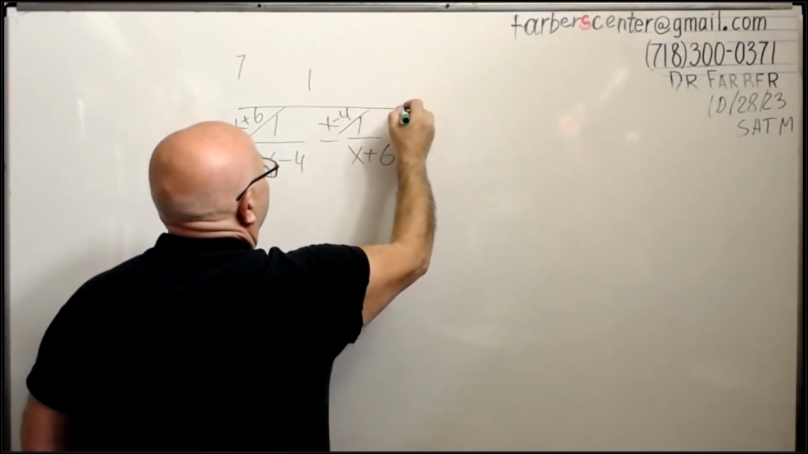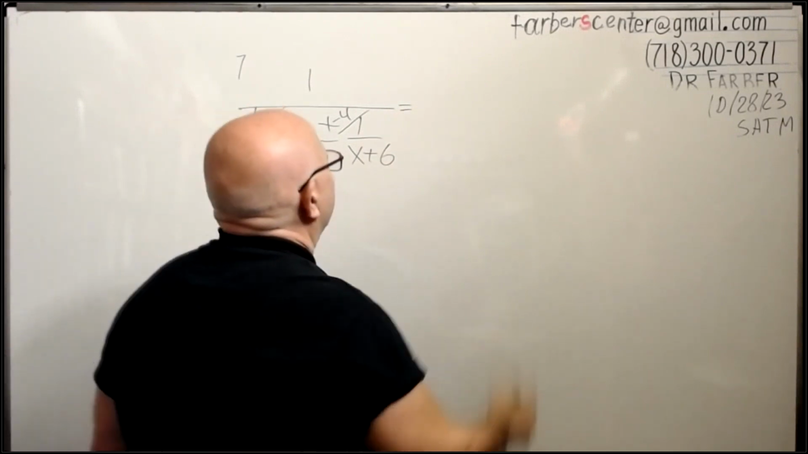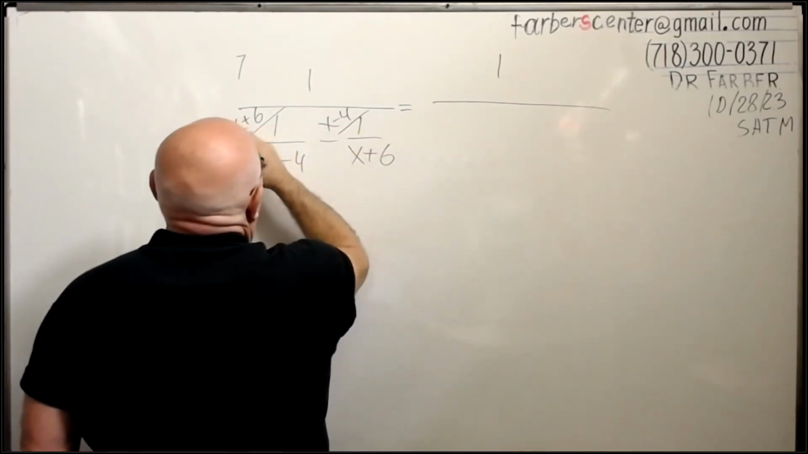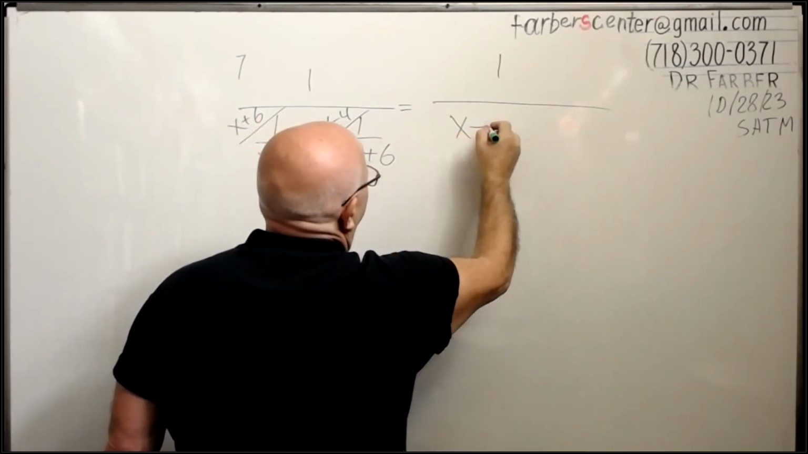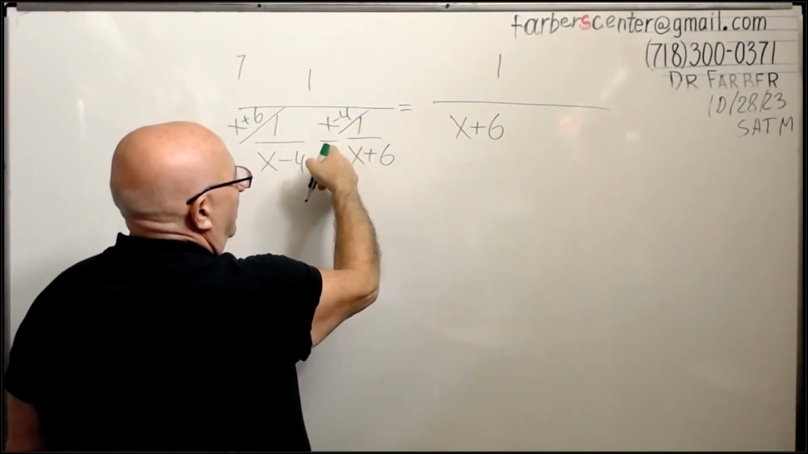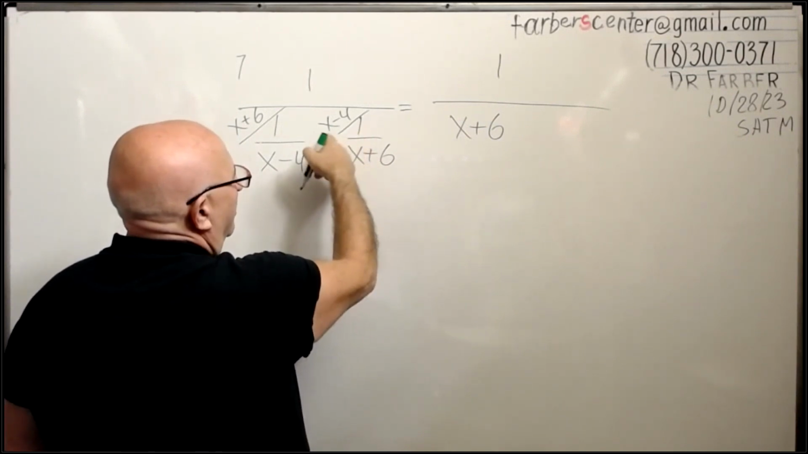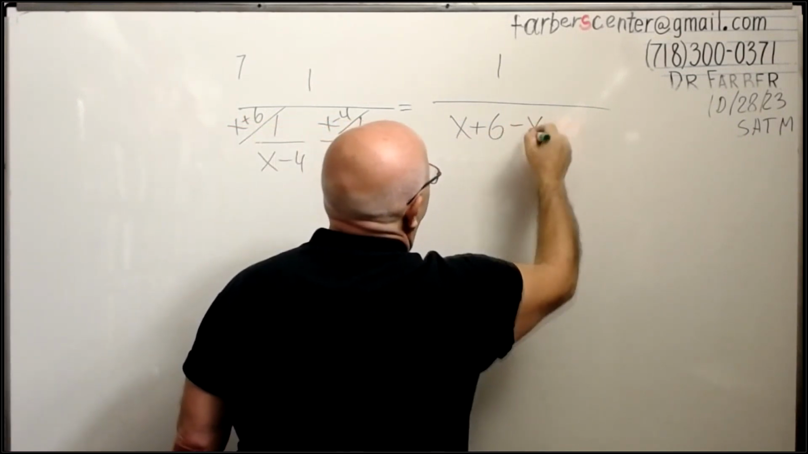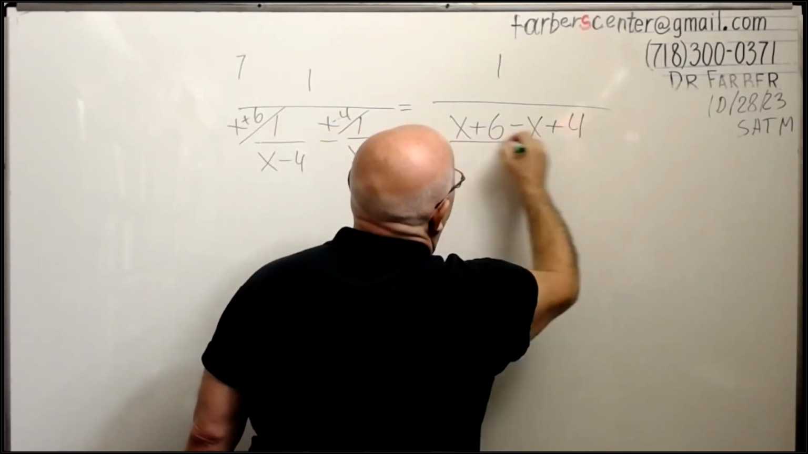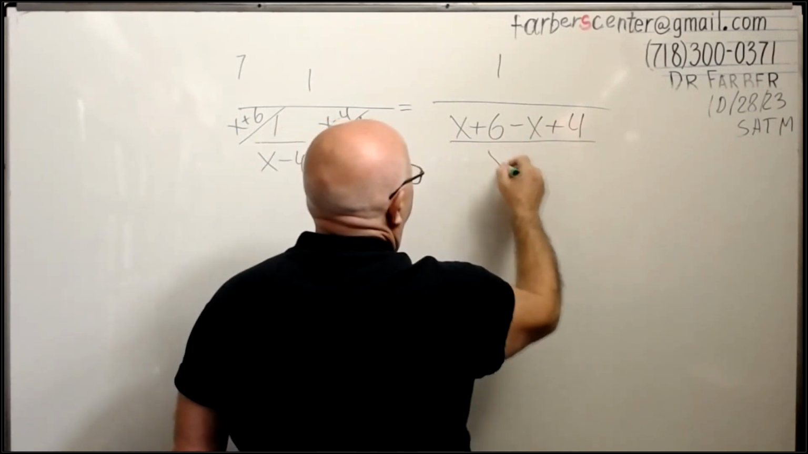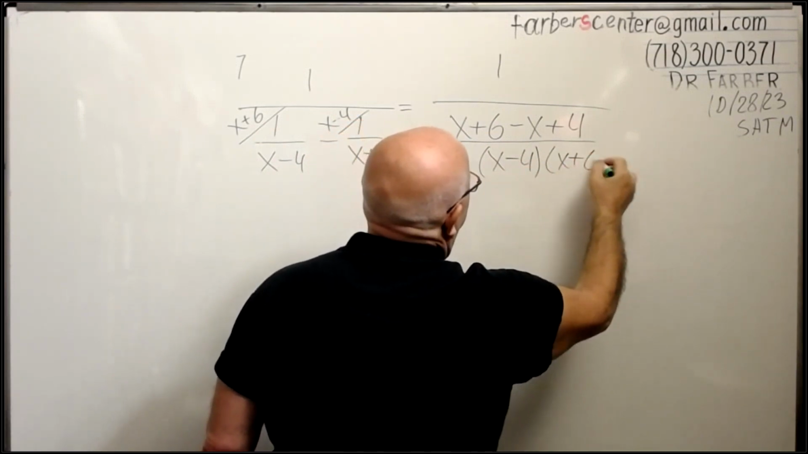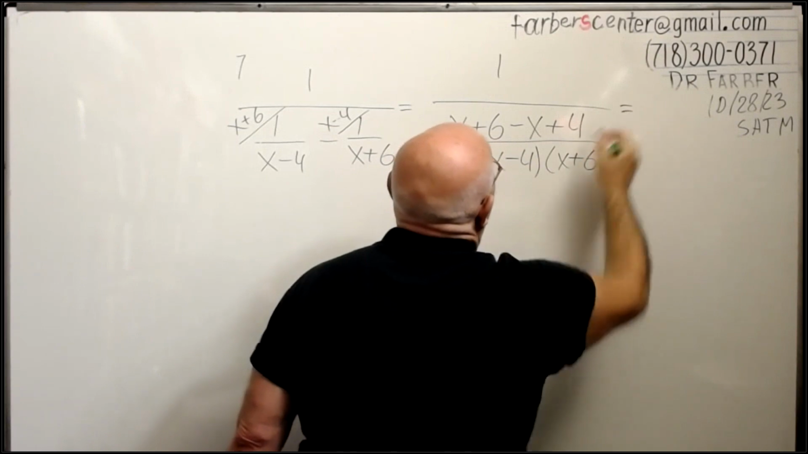LCD, like we did in first grade, always variables equal. I do it slowly. x plus 6 minus. You forget many times, minus in front, this would be x minus 4. It would be minus x minus minus plus 4. Divided by x minus 4 times x plus 6. So far, so good.